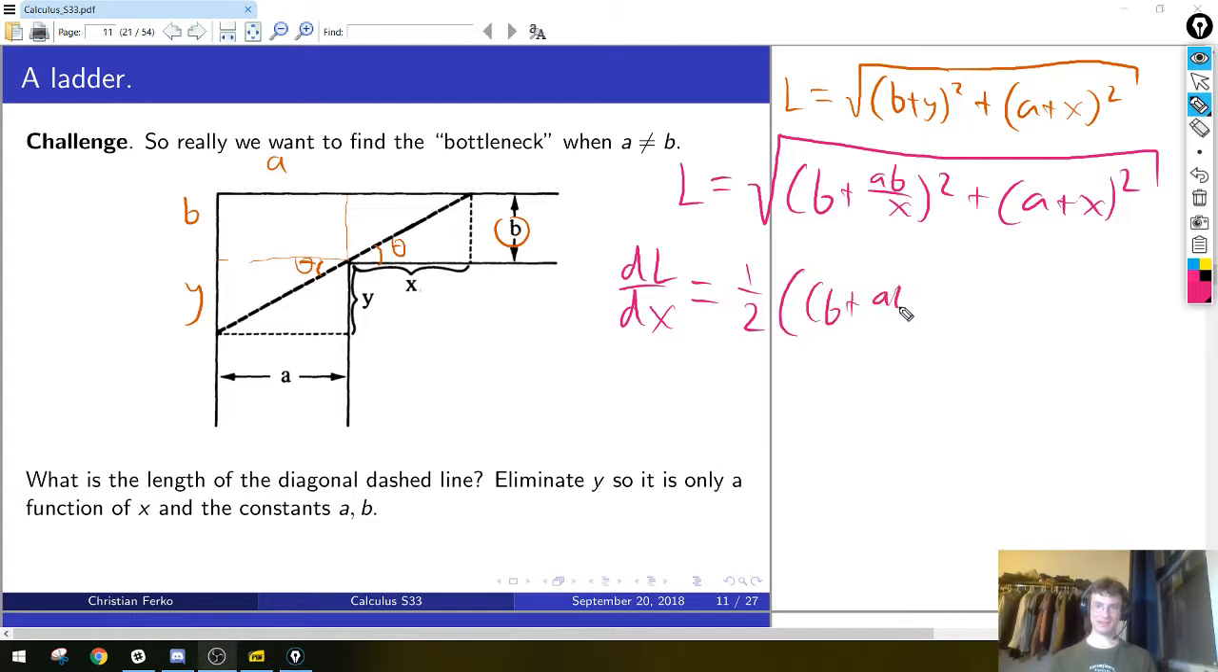I don't know why I say 0.5 if it messes with you so much. You really like decimals for some reason. Okay, so that whole thing to the minus a half.